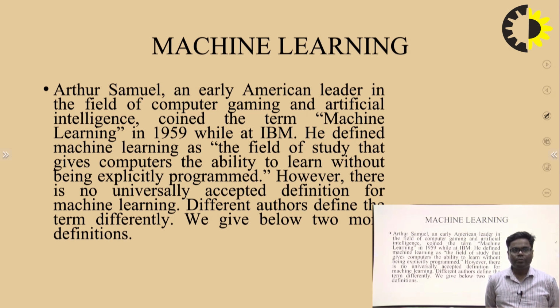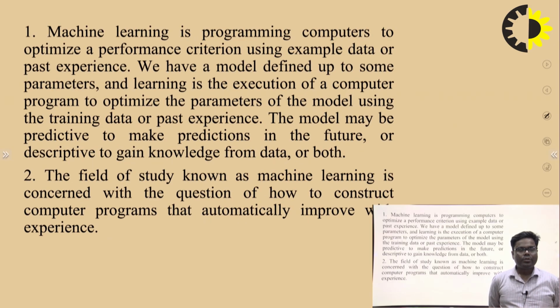However, there is no universally accepted definition for machine learning. Different authors give different definitions. We give two main definitions below. The first one is that machine learning is programming computers to optimize a performance criterion using sample data or past experience. We have a model defined up to some parameters, and learning is the execution of a computer program to optimize the parameters of the model using the training data or past experience.